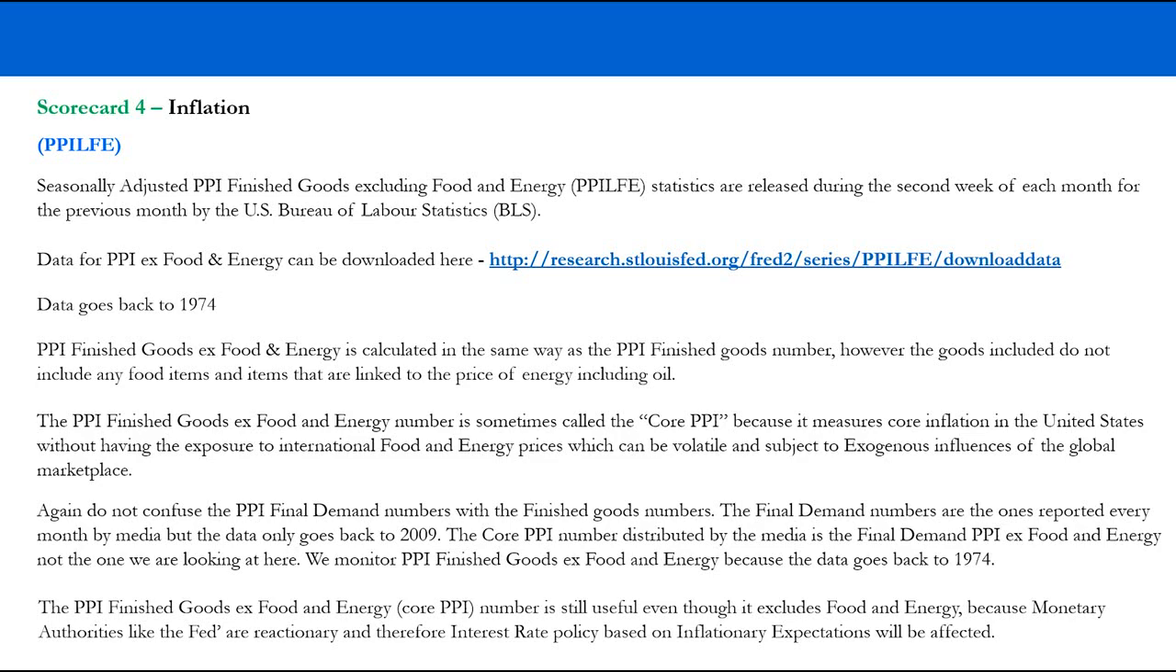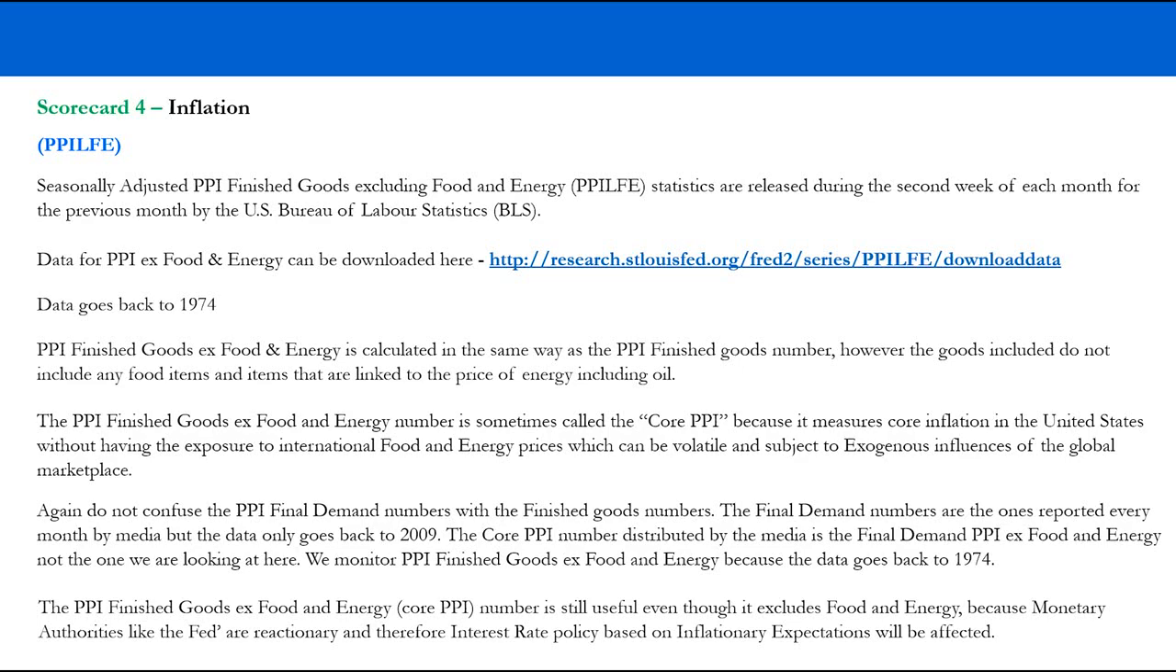And the PPI finished goods number, ex food and energy, is sometimes called the core PPI because it measures core inflation in the United States, without having any exposure to international food and energy prices, which can obviously, as we've already seen, be volatile and subject to exogenous influences in the global marketplace.